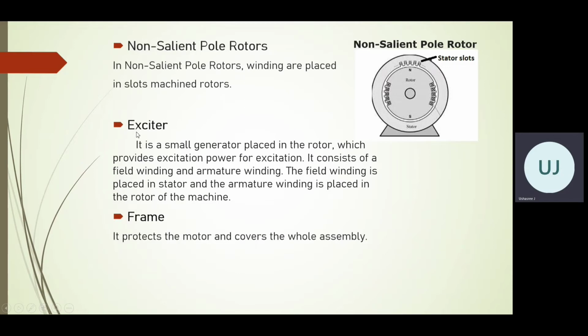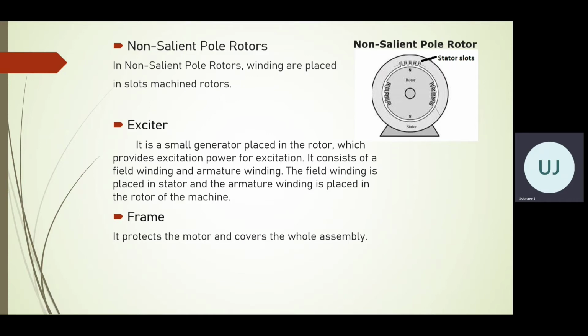And the third most important component is the exciter. It is a small generator placed on the rotor which provides power for the excitation. And next is the frame. It protects the motor and covers the whole assembly.